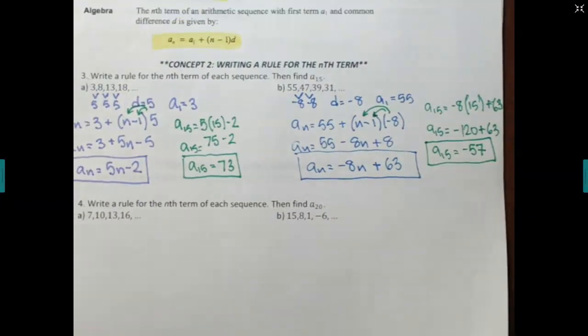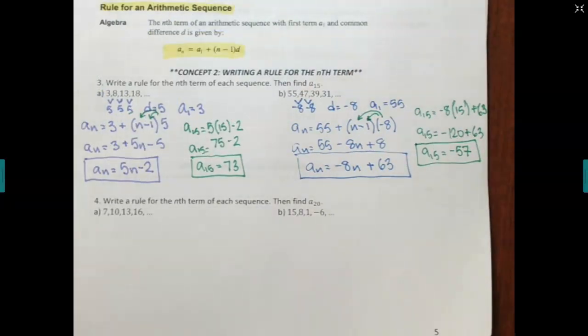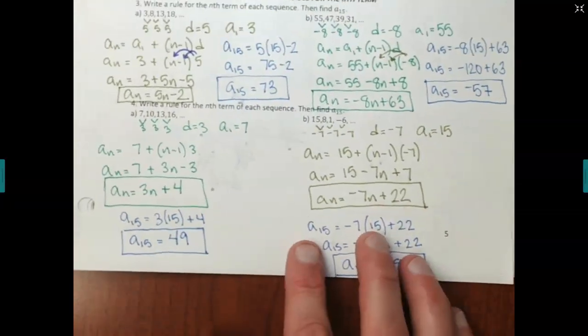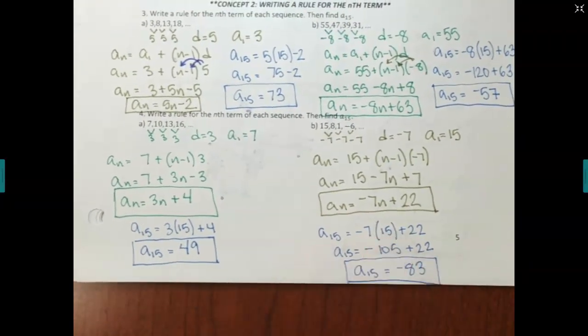Go ahead and try number 4. I'm going to show the answer here, so pause it up. The answer to number 4 is right there. A sub n equals 3n plus 4 is the rule for a, and a sub 15 is 49. For b, a sub n equals negative 7n plus 22, and the 15th term is negative 83, sorry. Alright, very good. Once you got it, flip it on up.